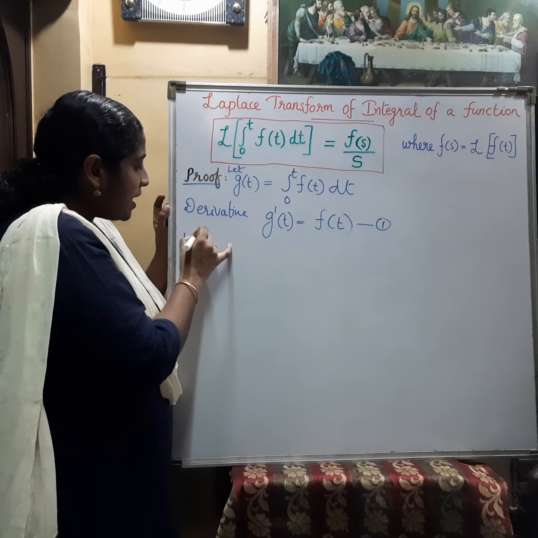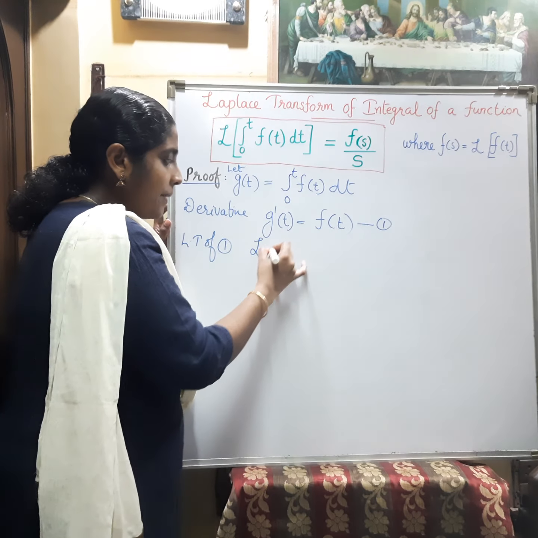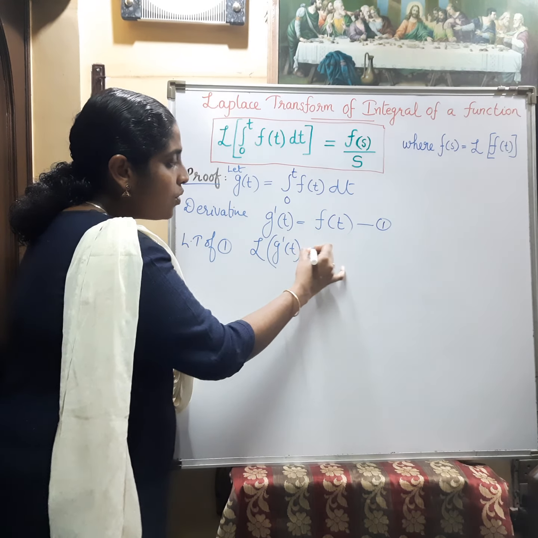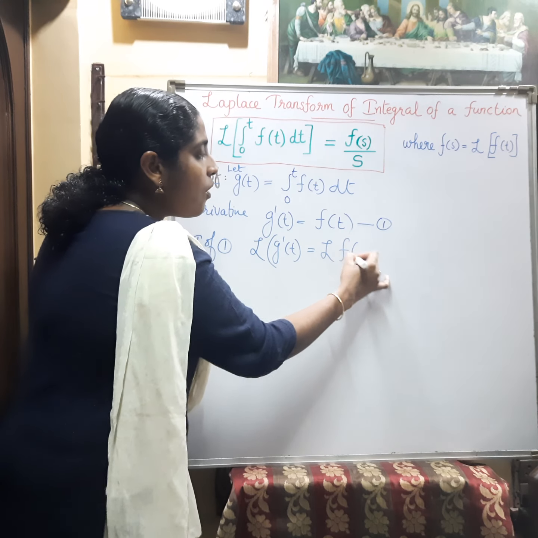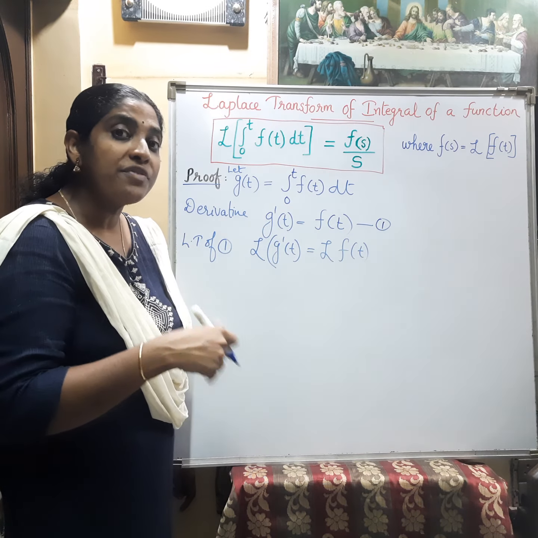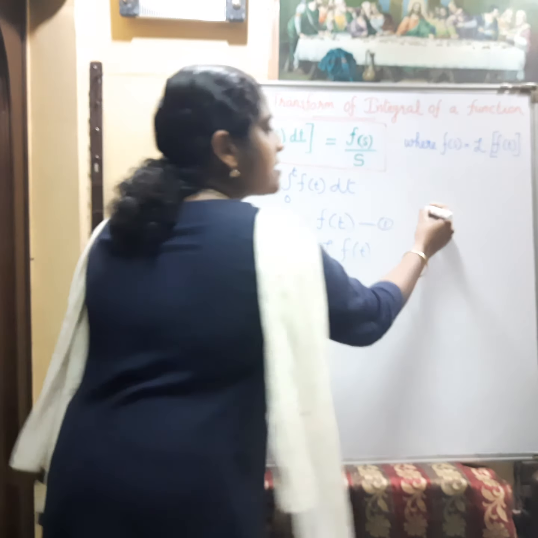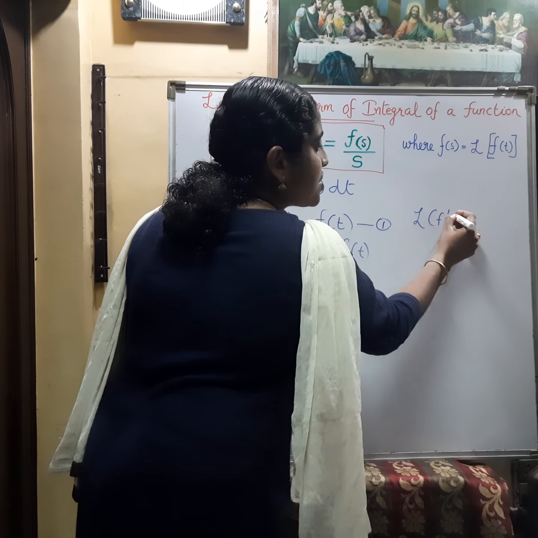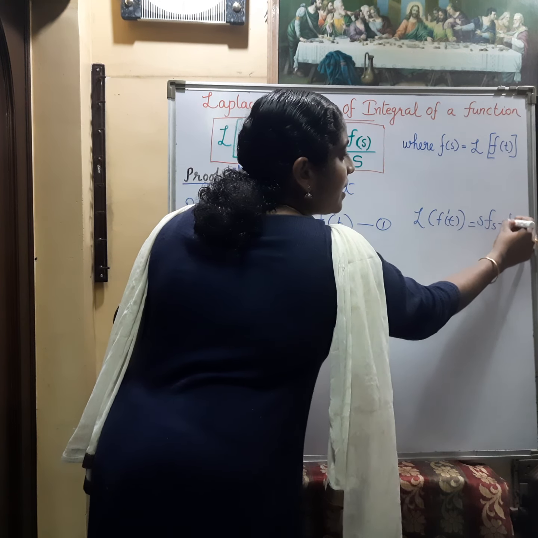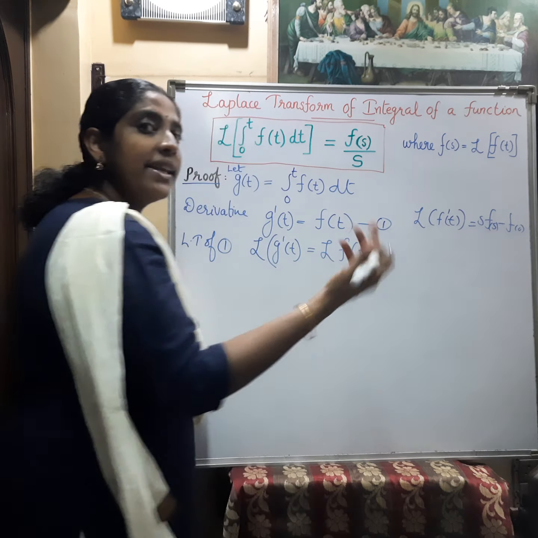We can find out the Laplace transform of this equation. What we will get? Laplace transform of g dash t is equal to Laplace transform of f of t. We know the Laplace transform of the derivative of a function, as we discussed in the last video. The first order derivative is s F of s minus f of 0, that is s into the Laplace transform of that function minus f of 0.